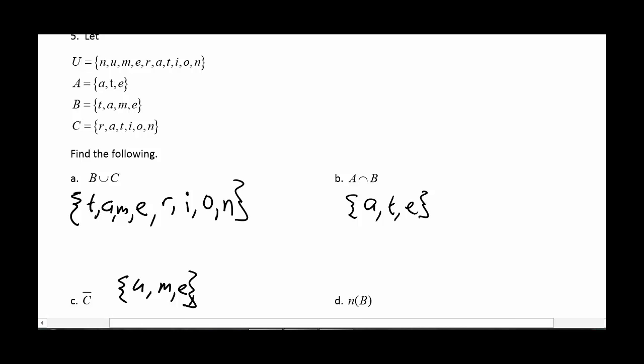And then D is asking about the cardinality of set B. Cardinality is just a fancy way of saying how many elements are in B itself. So I'm just going to count the number of elements, and it's TAME. So there are 4 elements in B. So the cardinality of set B is 4.